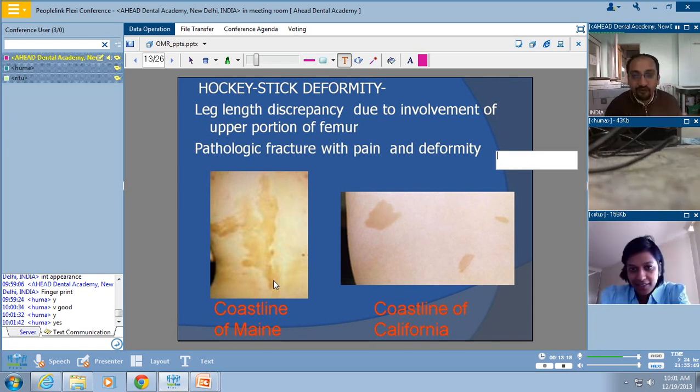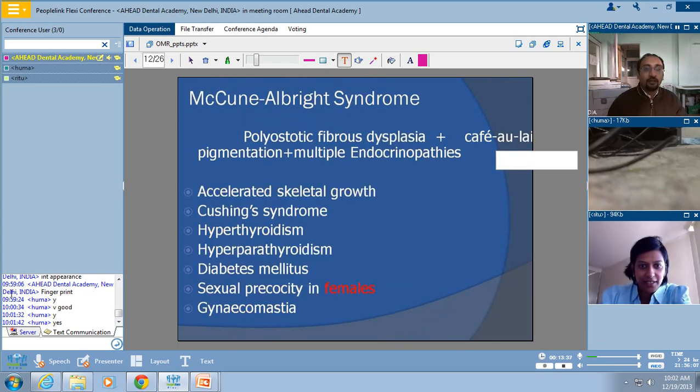Please don't go across what is written as coastline of Maine and California, I'll come to it a little later. A café-au-lait spot is generally seen in multiple neurofibromatosis and polyostotic fibrous dysplasia. Okay? Now that was about Lichtenstein syndrome. Now what happens is there is multiple bone involvement, there is a café-au-lait spot.